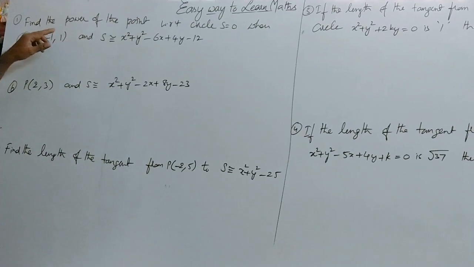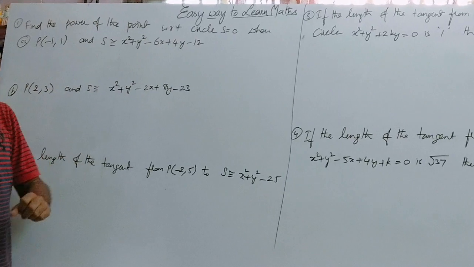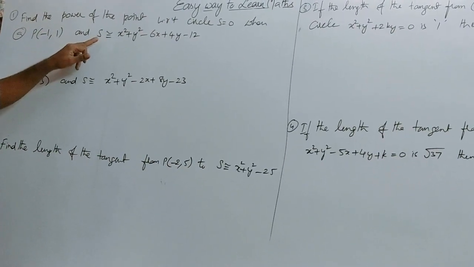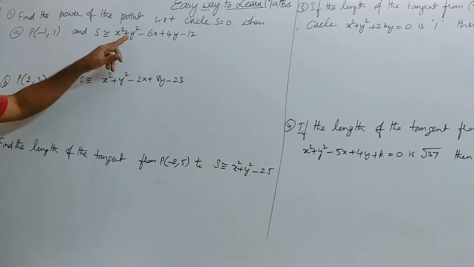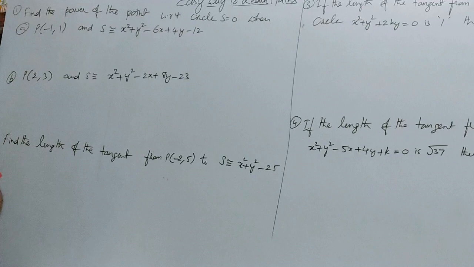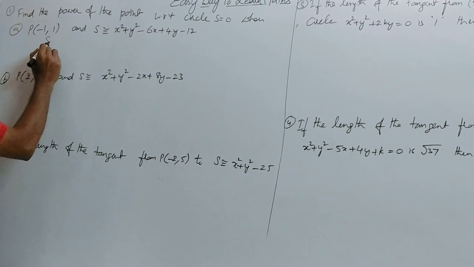Solve these problems. Here, find the power of the point with respect to circle S equal to 0, when the point is given as P(-1, 1) and the circle equation is x square plus y square minus 6x plus 4y minus 2. Then the formula to find the power of the point is S11.